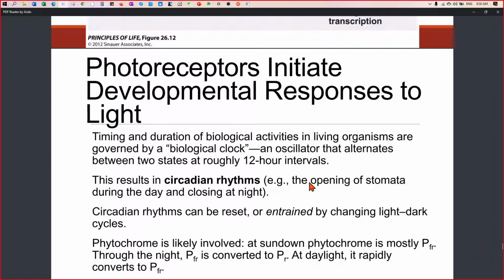So finally, photoreceptors also cause the balance of circadian rhythm. Circadian rhythm, you can think of it like the biological clock.